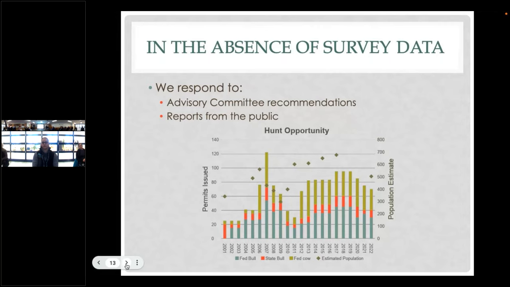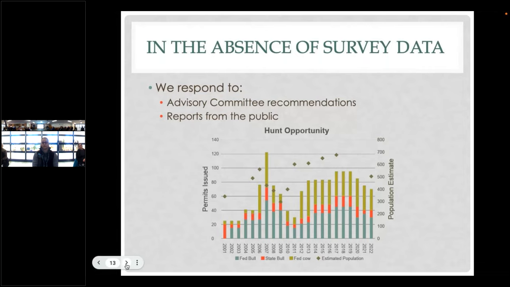So in 2020, we met with the advisory committee to talk with them about what we were seeing for bull-cow ratios. Although I didn't have very good data, I hadn't been able to fly, but what the public was telling us, and asked them what they wanted, they chose a scenario of issuing 5 more cow permits and reducing the take of bulls. So we did that here.